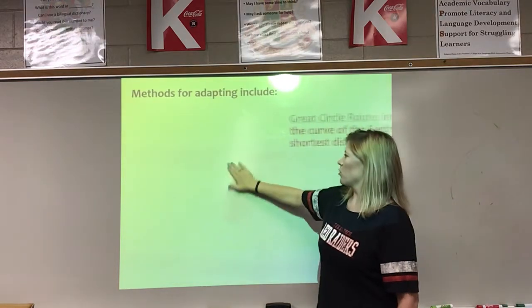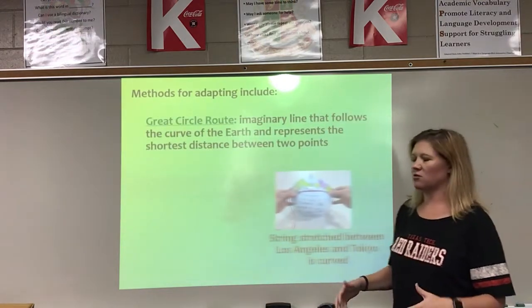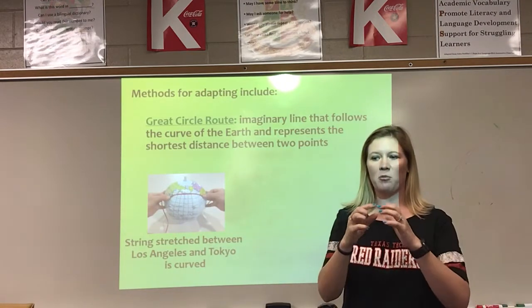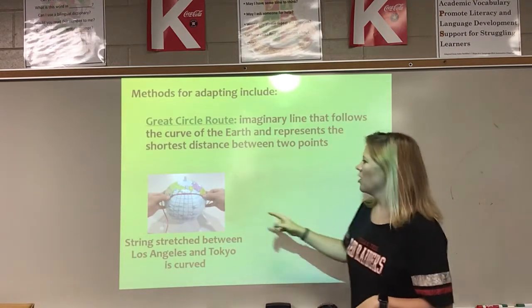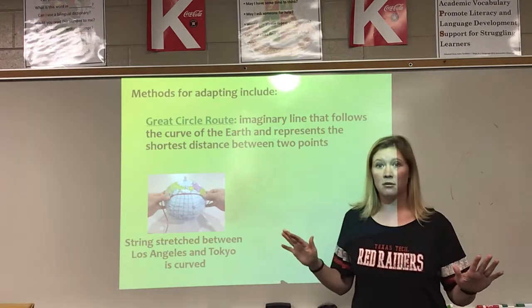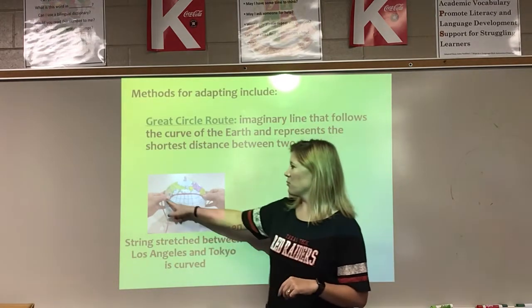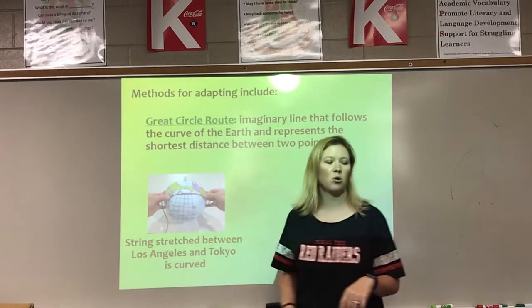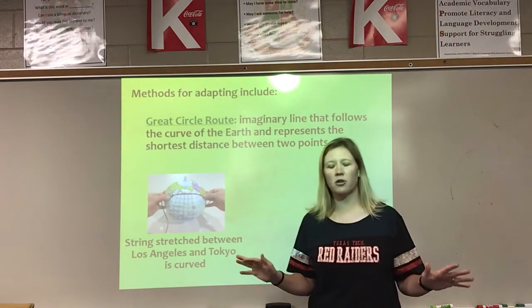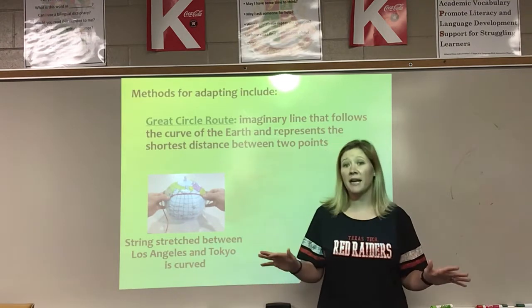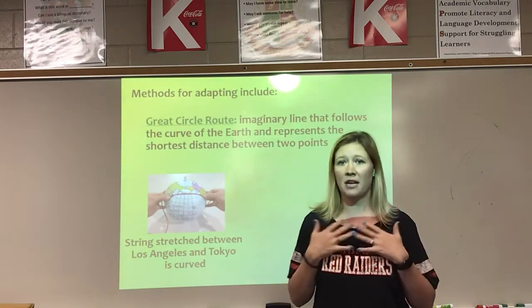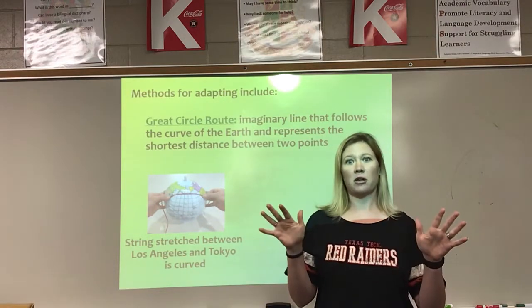So for methods of adapting, you have the Great Circle Route. This is something you notice if you've ever flown overseas. When I flew once from Houston over to London, I thought, oh my gosh, we're flying over Greenland. It's so that if the plane crashes, we will crash over Greenland and they can find our bodies. That's what I really truly thought.